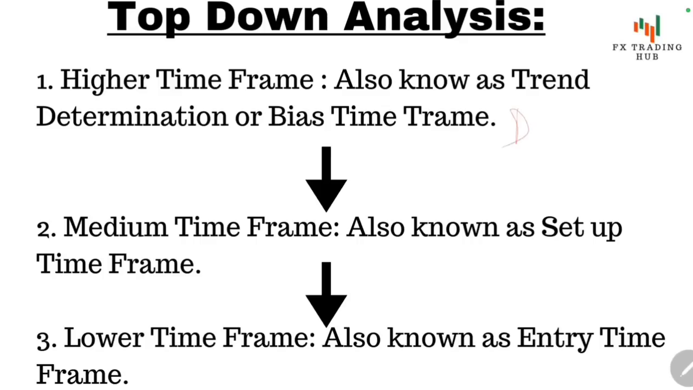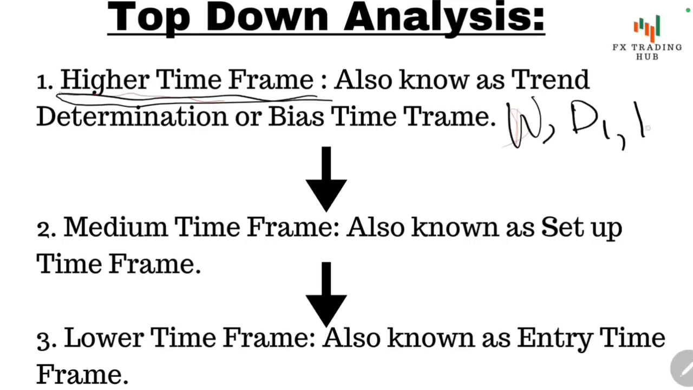When you talk about top-down analysis, you are looking at three time frames basically. The first one is your higher time frame. It's also known as the trend determination or your bias time frame. It could be your weekly time frame, your daily time frame, your H4 time frame, and some people, it could also be your H1 time frame. It's just a higher time frame that gives you a perspective of the broader view of the market.